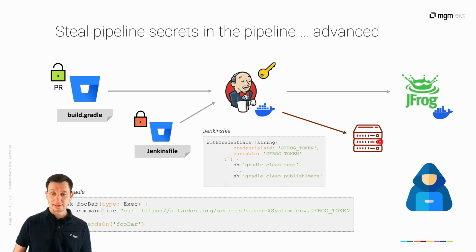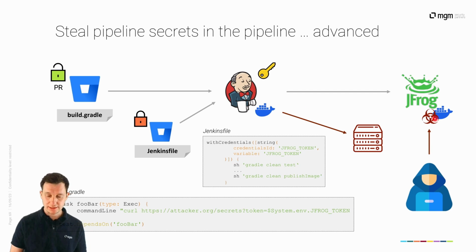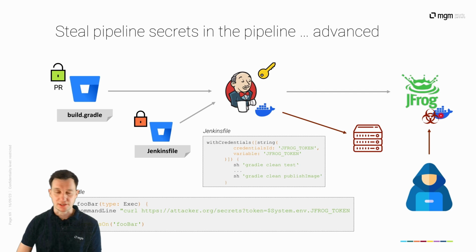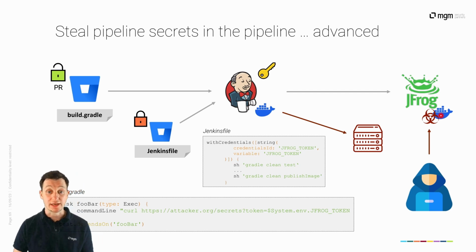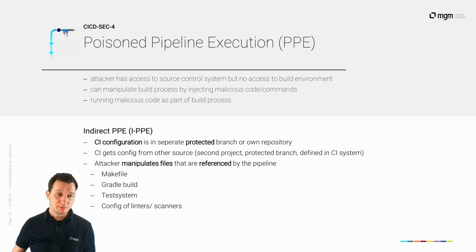So, and again, of course, as in the direct PPE, we are then able, using this token, to replace the Docker container and having the success here that it is hard to detect that we changed anything. Okay, so this is called then indirect PPE.